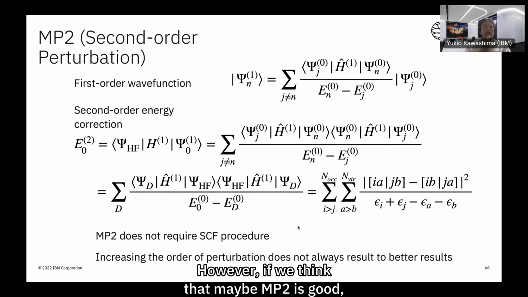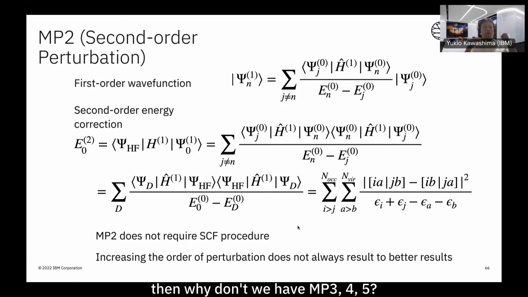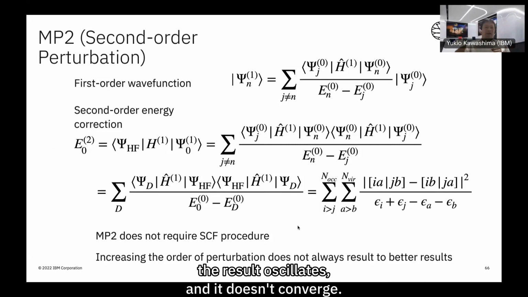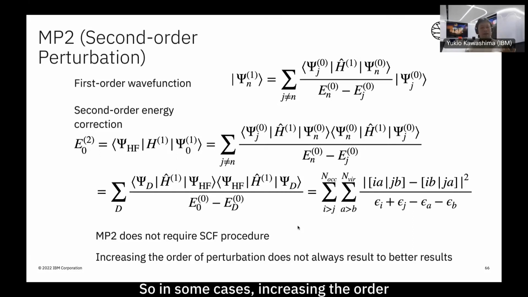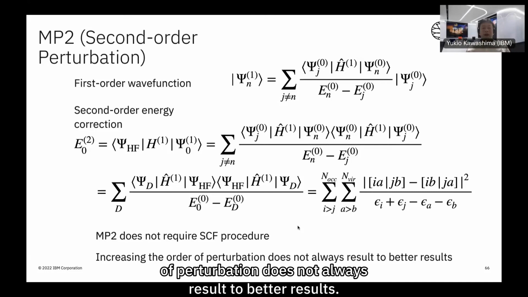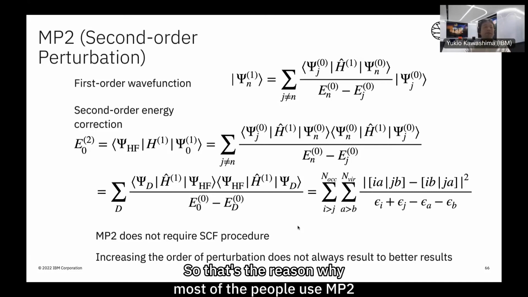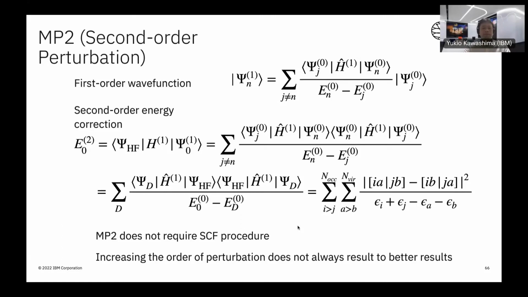However, if we think that maybe MP2 is good, then why don't we have MP3, 4, 5? It should be better. However, that's not always the case. Sometimes the error, the result oscillates and it doesn't converge. So in some cases, increasing the order of perturbation does not always result in better results. So that's the reason why most people use MP2, up to the second order.